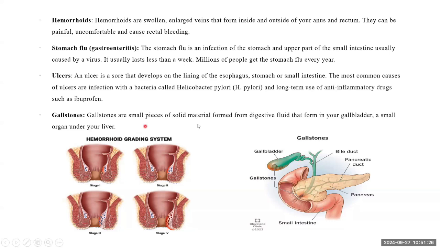So, gallstones are small pieces of solid material formed from digestive fluid in your gallbladder. This is the gallbladder, a small organ under your liver. There are two types of solution, depending on whether there is an infection or acute irritation going on in the gallbladder.